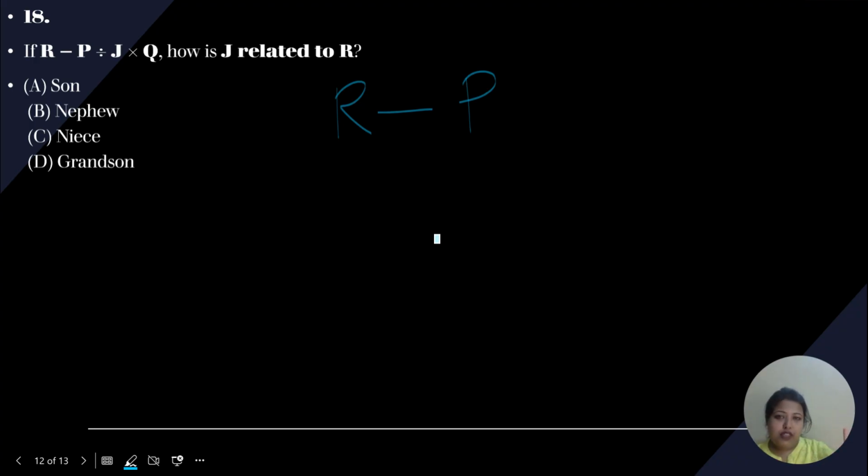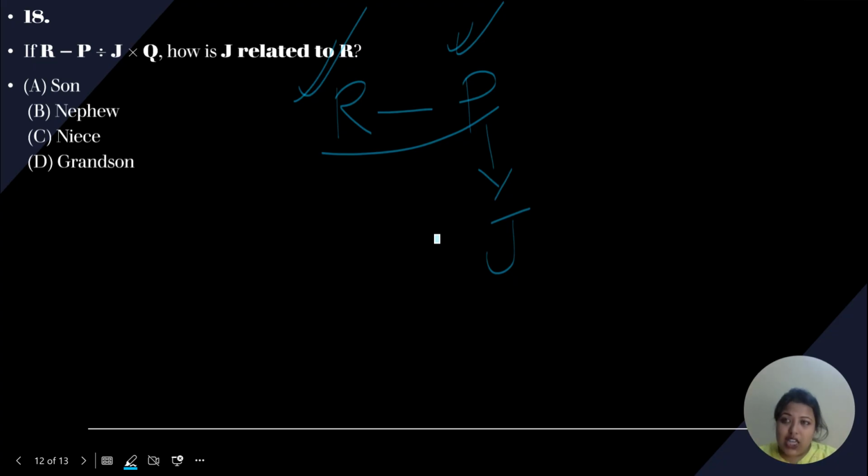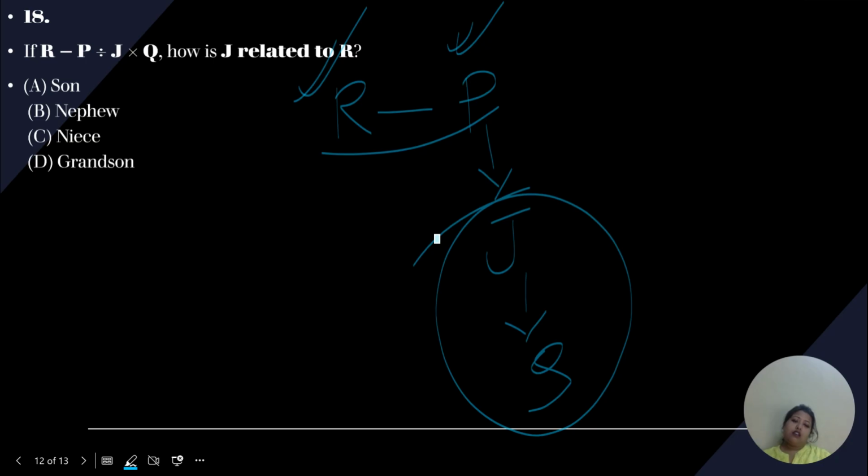We do not know the gender of P, but we know the gender of R. R is a man. R is the brother of P. Now, P divided by J. P is the mother of J. So now we have got that R and P are brother and sister. J into Q. J is the father of Q. You know what, we could have avoided this journey. J is related to R.